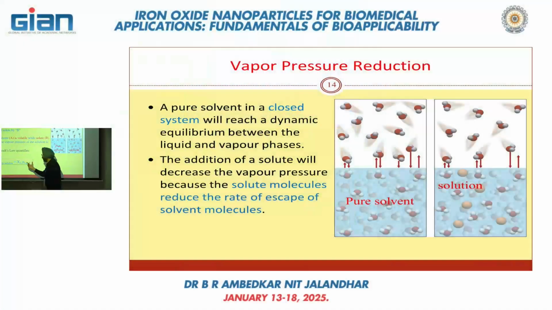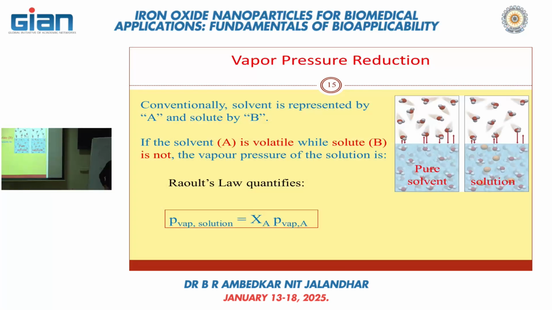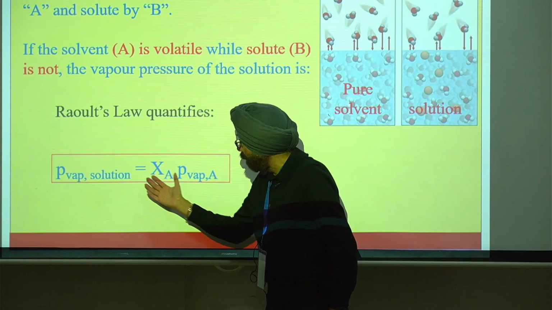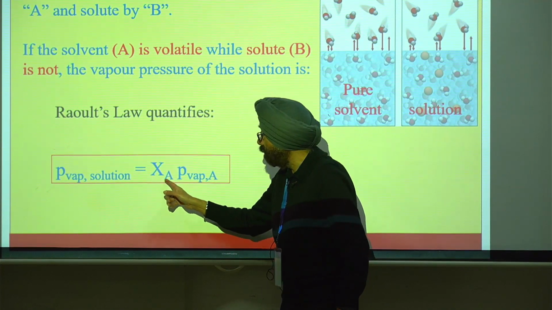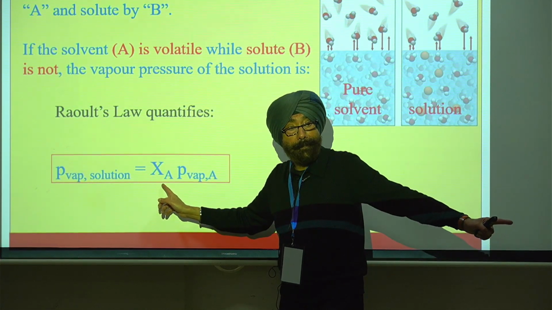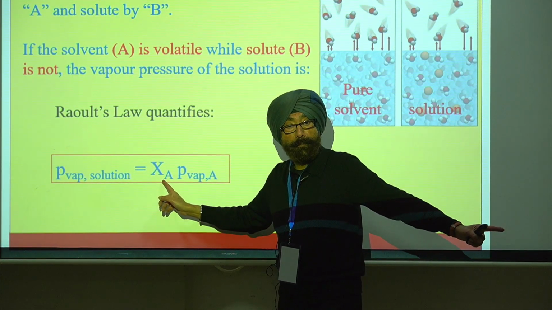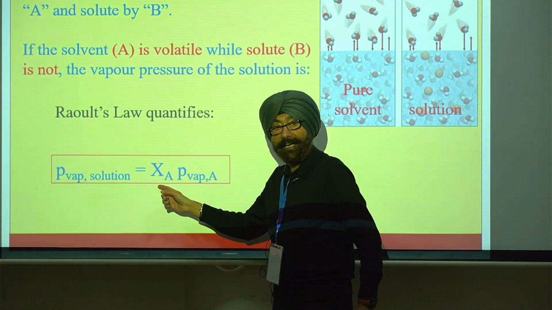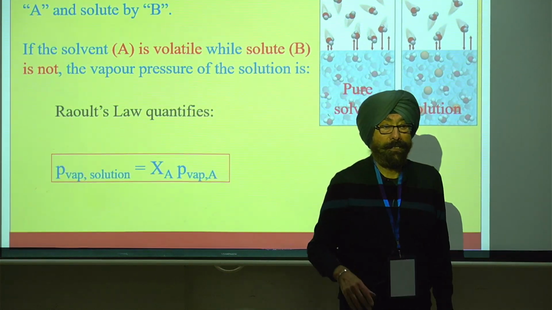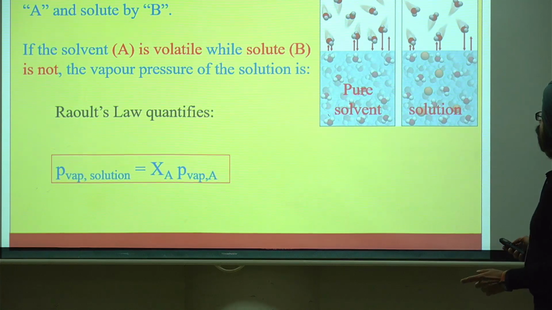Mathematically, I told you the meaning of the mole fraction, right? The mole fraction of the solute decides how much the vapor pressure of the solution is reduced. Greater the mole fraction, greater is the reduction in the vapor pressure, because it's a fraction. When you multiply any number with a fraction, the total value is going to fall, right? So that is the meaning of this.